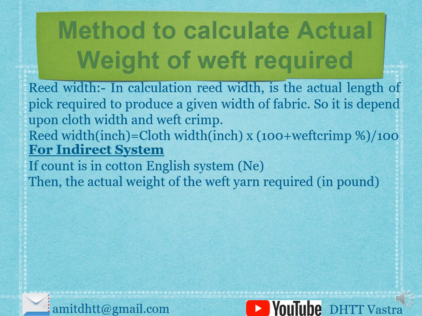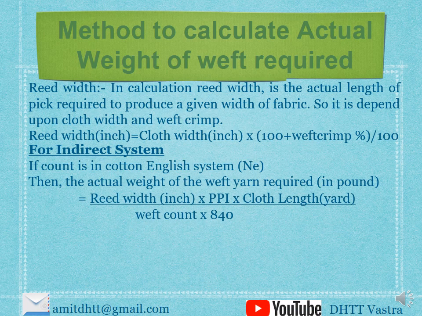Then for the indirect system, to calculate the weight of fabric, if the count is in the English cotton system, which is the most used system, the actual weight of weft yarn required in pounds is equal to reed width in inches into picks per inch into cloth length in yards, whole divided by weft count into 840.